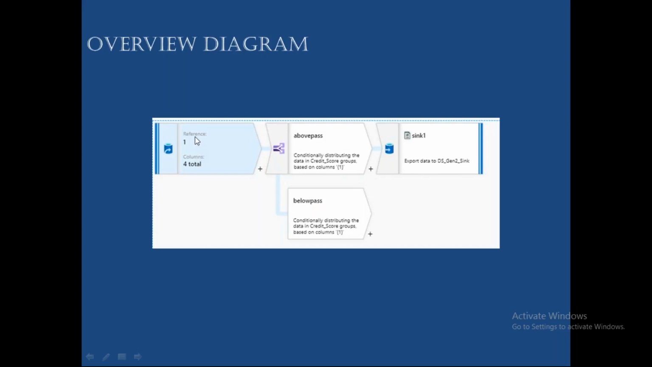Overview diagram. You see here I have a source. Then I'm going to read the source data. Then I will apply some conditional split. Conditional split, basically I will use here to split.